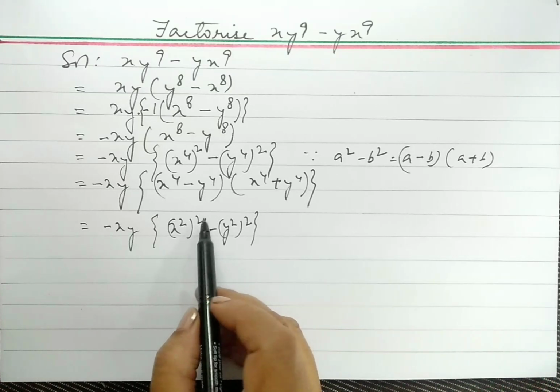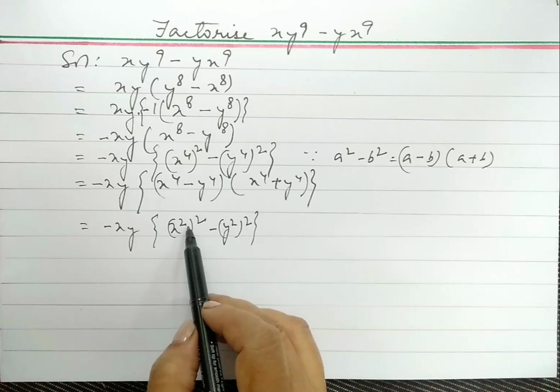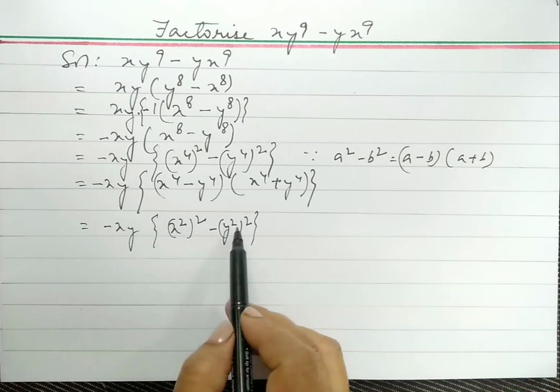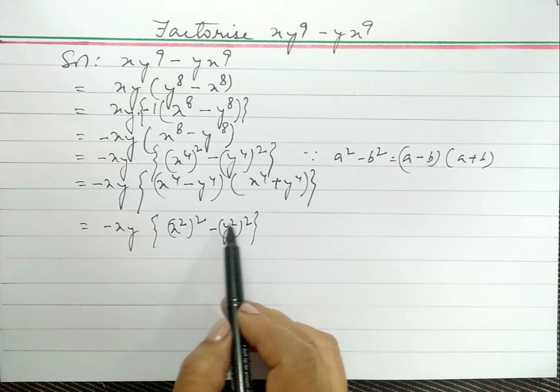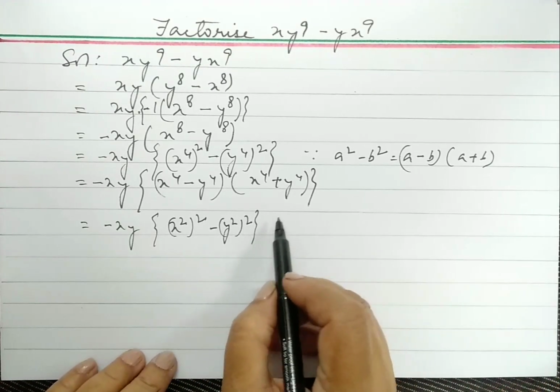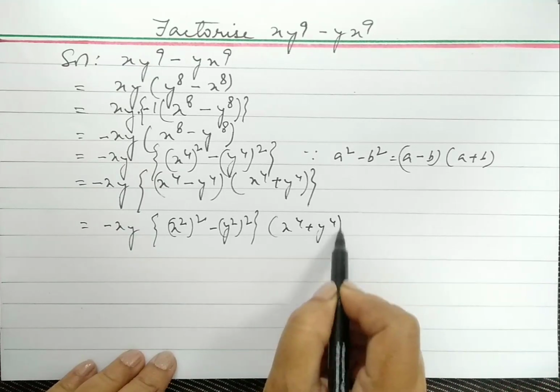So 2 into 2 is 4, 2 into 2 is 4. So the power is 4 for both of them. Here we have tried to pull in 2 and leave another 2 outside. And why did we do that?